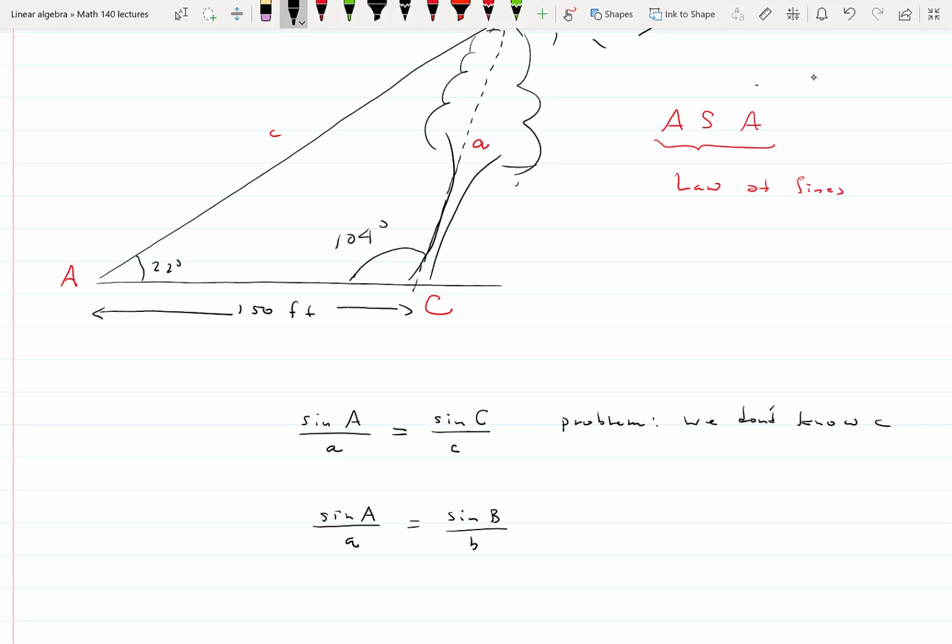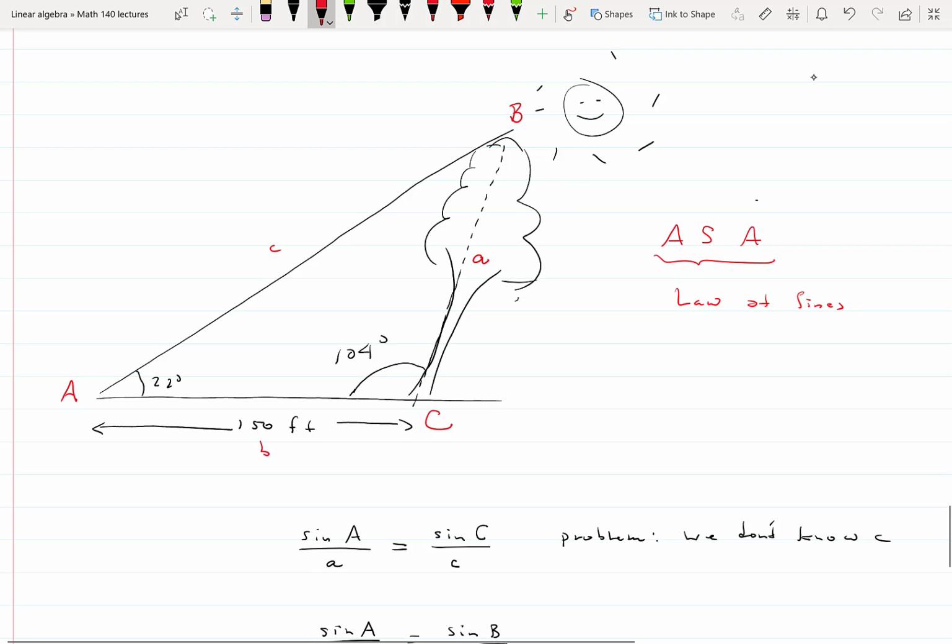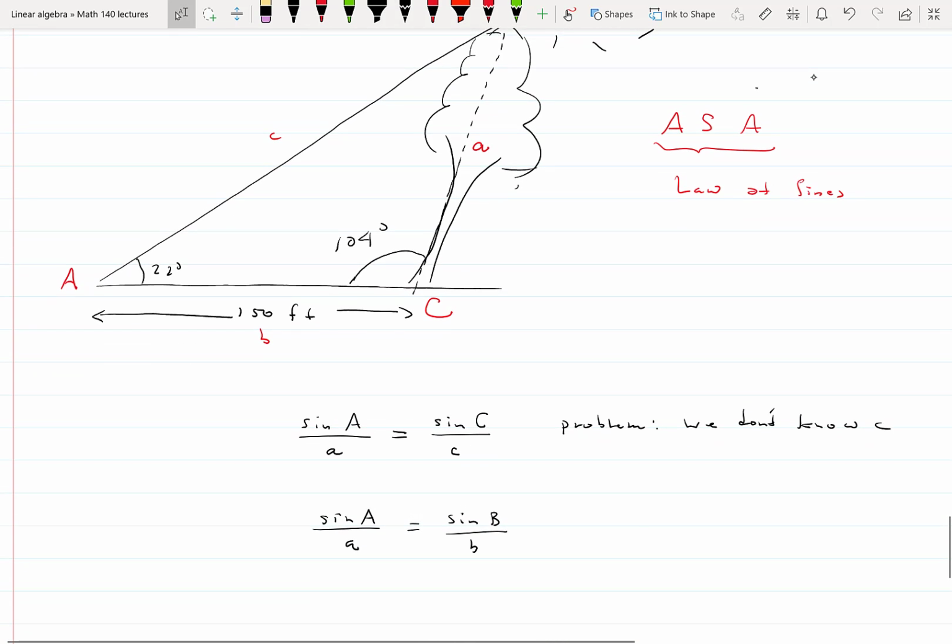Okay, and we're given b. We're given b is 150, but we don't know angle B. That's very simple. Angle B is very, very simple to find, with nothing more than a little bit of geometry. So angle B, what is angle B?